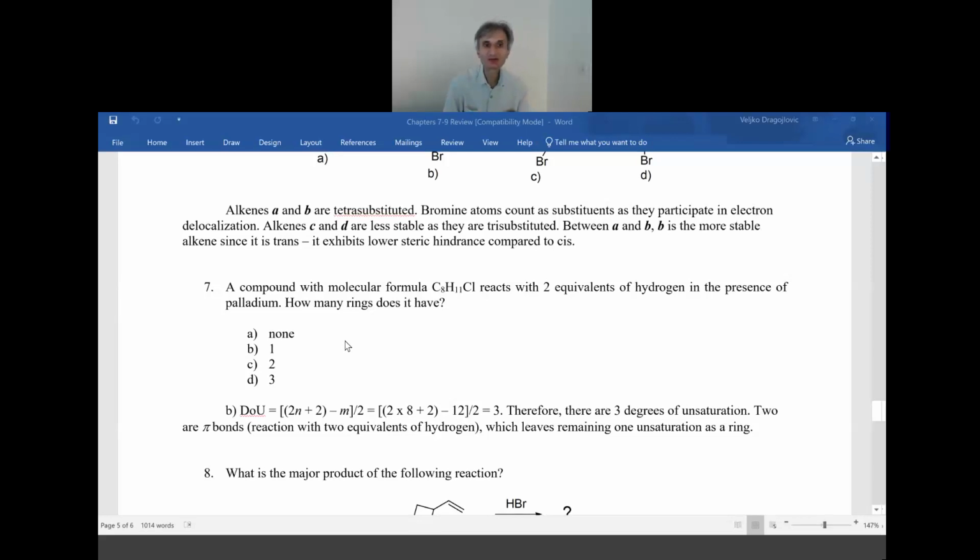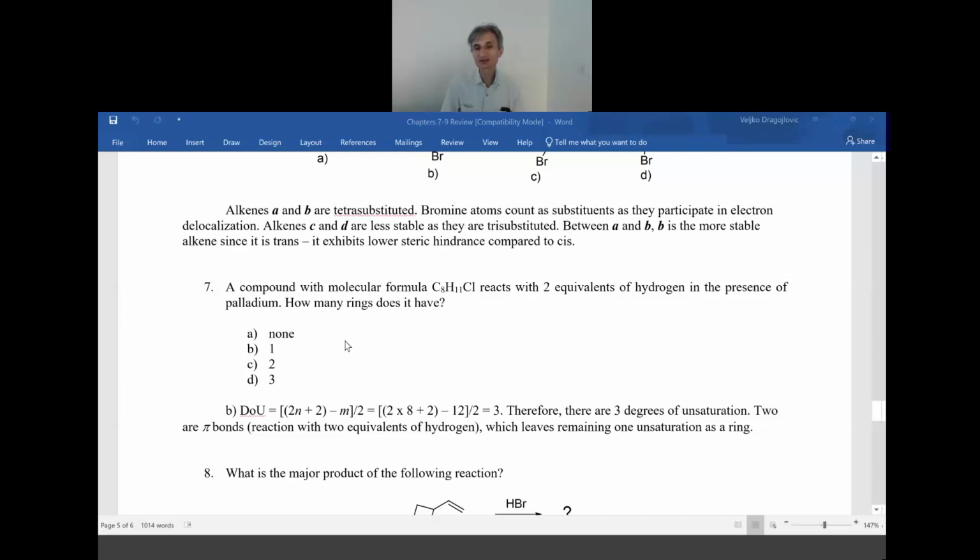Question number 7. A compound with molecular formula C8H11Cl reacts with 2 equivalents of hydrogen in the presence of palladium. How many rings does it have? That's a variation on the previous question that we covered, where we were told that there were 2 double bonds and no triple bonds. Here, instead of telling you that, we tell you that the reaction is with 2 equivalents of hydrogen.